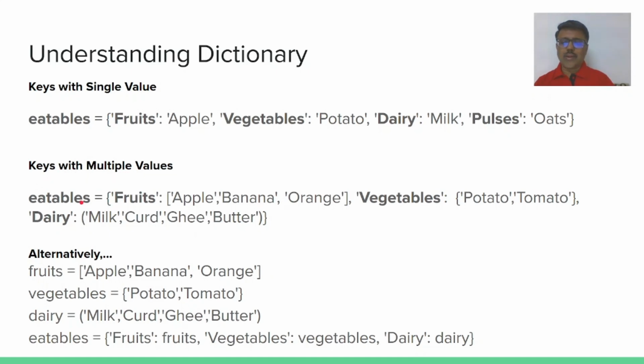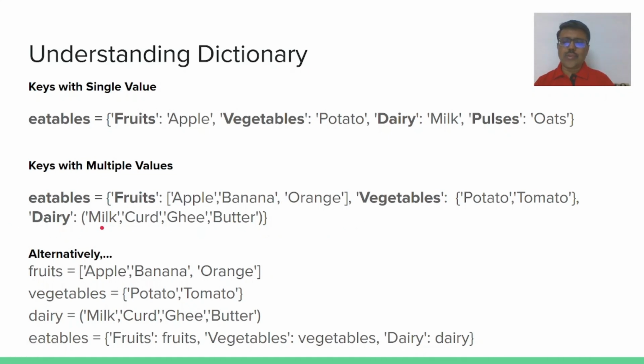So again, referring back to the table, I'm giving eatables as one variable, and I'm giving fruits. The fruits contain apple, banana, and orange. But you see here, I'm putting it inside a list. That means fruits carries a list of values. Okay, and vegetables. Here I'm giving potato and tomato. By now you know what this symbol indicates. It is a set, right? So the set.